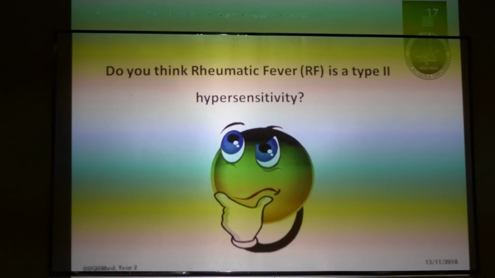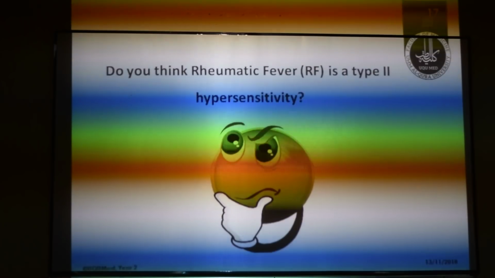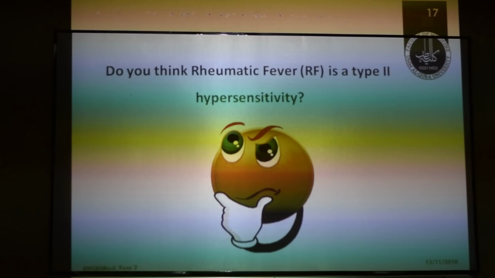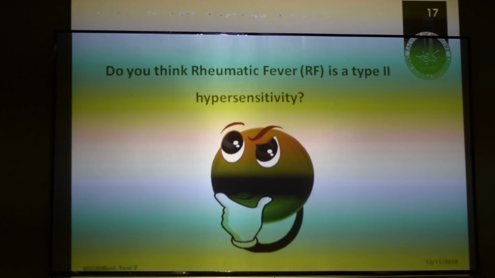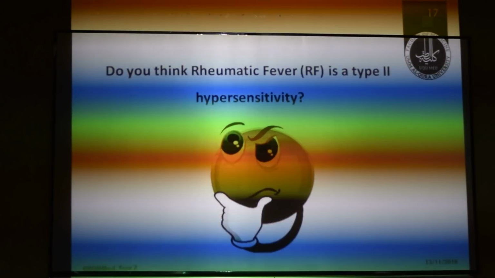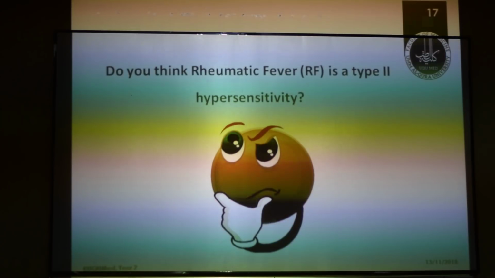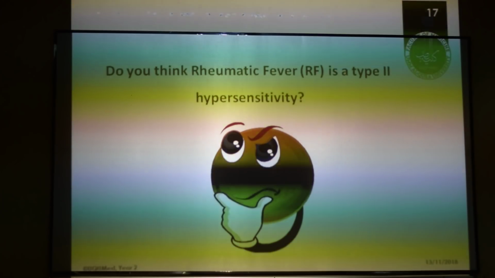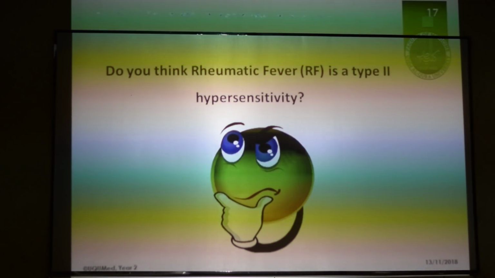Now yesterday we talked about molecular mimicry: children less than 12 years of age, if they have a sore throat because of streptococcal infection, tend to have heart disease. The same patients can have joint involvement and skin involvement, and this particular condition is called rheumatic fever. So the question is, do you think rheumatic fever is a type 2 hypersensitivity?